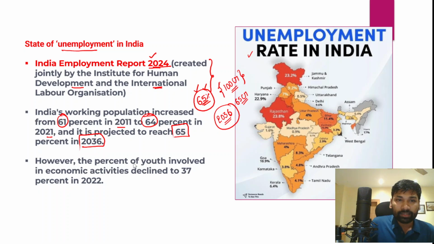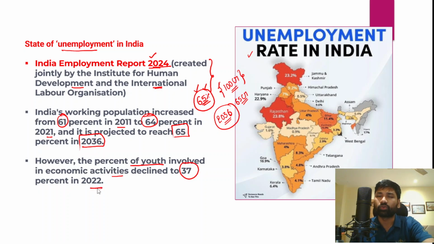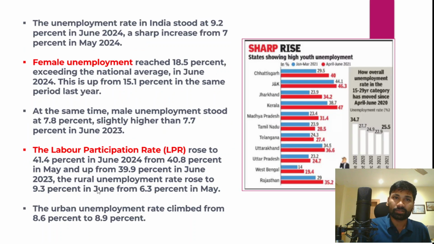And apart from that, the percentage of youth involved in economic activities declined to 37% in 2022, right? So the total percentage of youth who are part of economic activities has actually shown a declining trend in recent times. And there is some more data also. It is important to remember this data, because if you quote this data in your mains answers, you will get more marks.